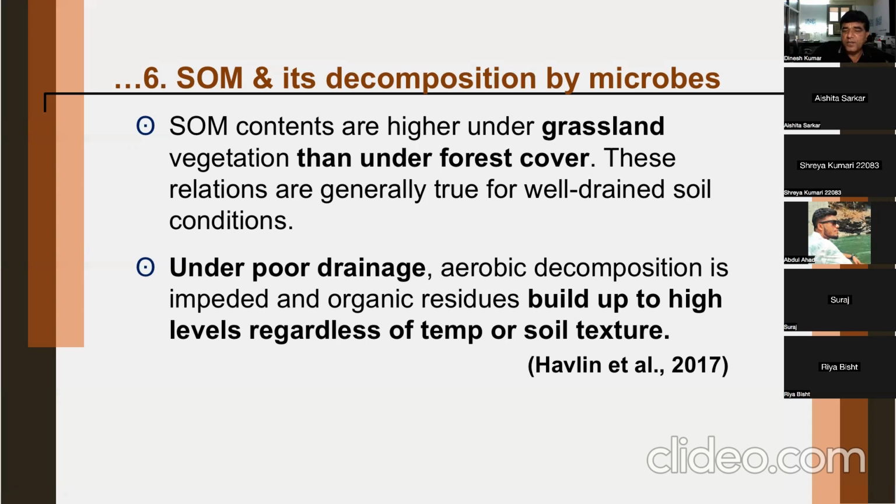Under poor drainage, aerobic decomposition is impeded and organic residues build up to high levels regardless of temperature or soil texture. So whatever may be the soil texture, under comparable or identical climatic and soil conditions, you have two sets of soil. One is aerobic soil, the other is anaerobic soil or flooded soil. So in flooded soil, you will have more organic matter content than aerobic soils, mainly because of slow decomposition of organic matter under anaerobic conditions.